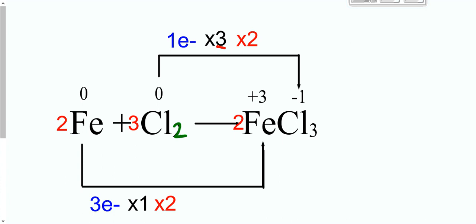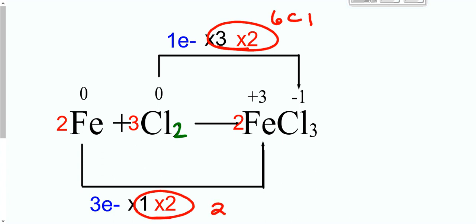We are going for a total of 3 times 2 is 6 chlorines, and a total of 1 times 2 is 2 of the irons. We now use these as our starting points to balance the reaction. And the balancing works out to be 2, 3, 2. Let's do one more example.